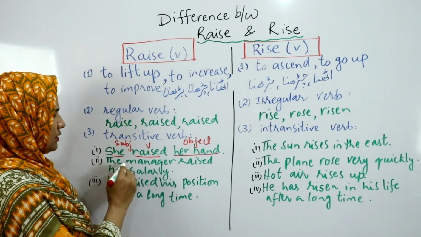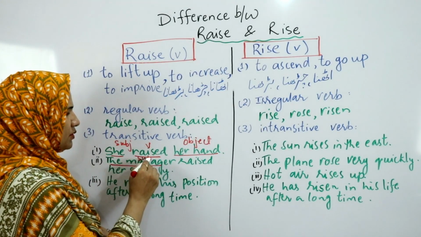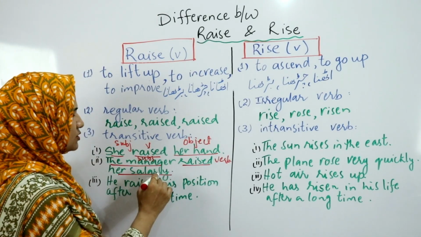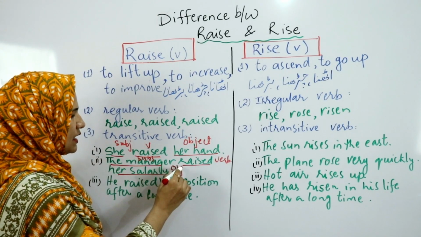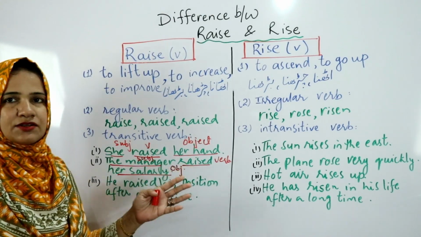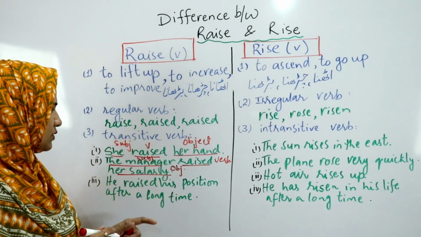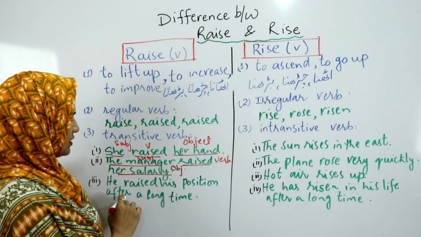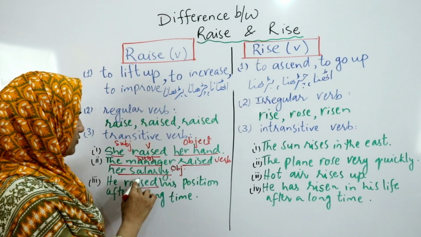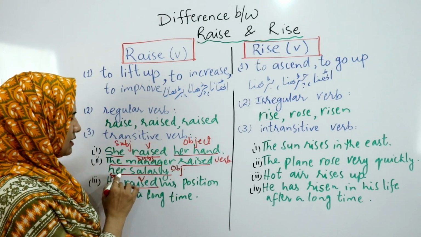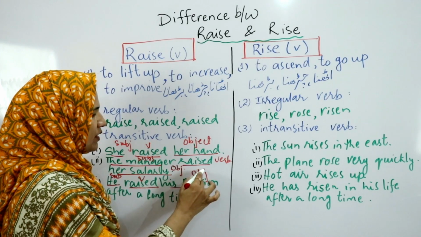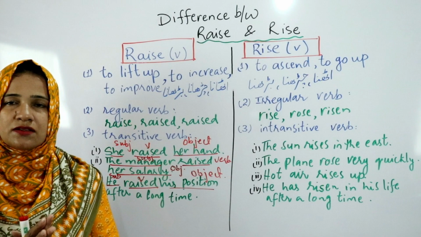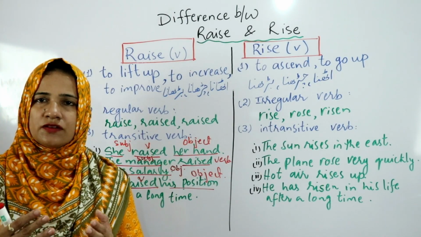Okay, see the other example. The manager is the subject here in this example and raised is the verb. Manager has raised her salary. So her salary is the object in this case. So you see raised is a transitive verb, so it has taken the object which is her salary in this case. The same way you have, he raised his position after a long time. Raised is the verb here, he is the subject and his position is the object here. So here it is very much obvious that raise is a transitive verb and it requires an object to give complete meanings.